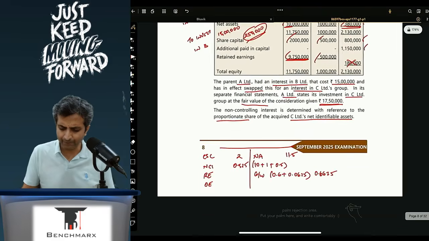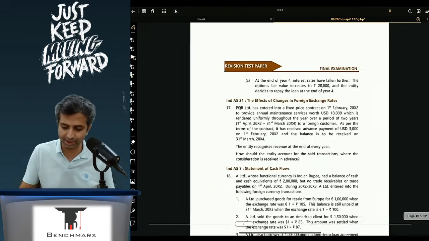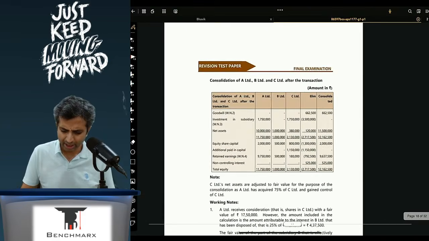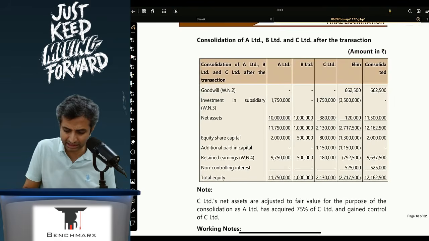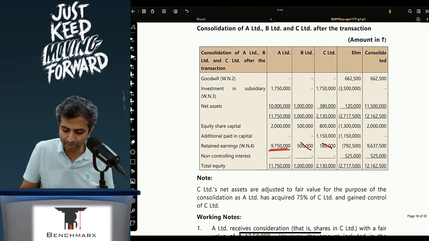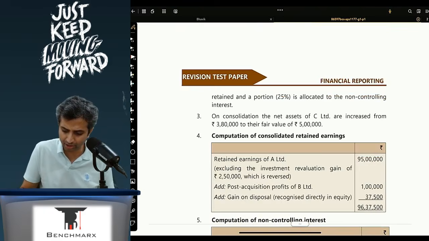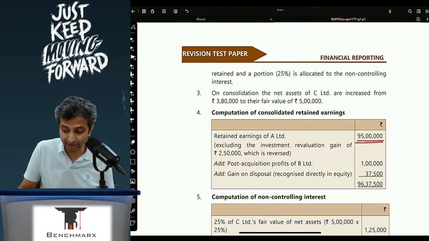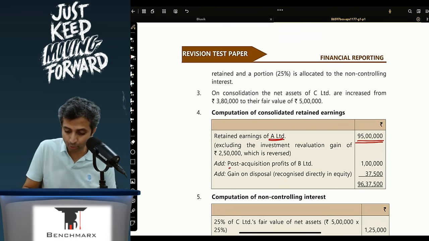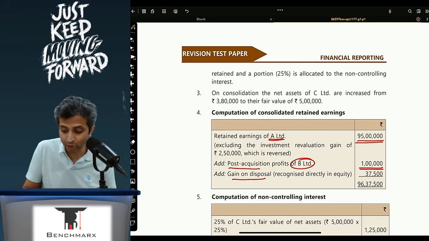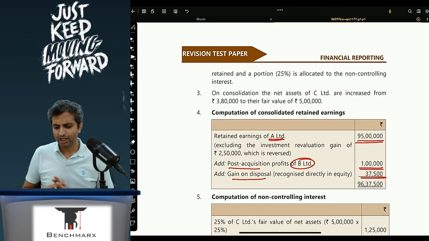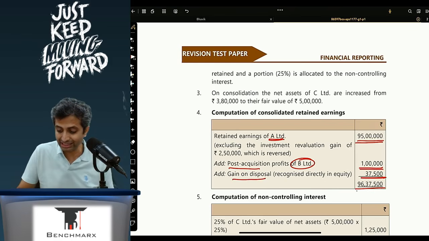They've given you, just for a reference, the solution which includes the consolidated balance sheet as well. If I can just draw that up. So this is 97 lakh 50,000 plus B's, A's, so this will be eliminated. Here 4 lakh will be eliminated, 1,50,000 will be there. They've given you a working note for the consolidated earnings. 95 lakhs which was previously there, forget 97,50,000, 95 lakhs which was previously there for A. To that, post-acquisition profits of B of 1 lakh are added, and then gain on disposal recognized directly in equity, which is 37,500. That will come to 96 lakh 37,500.